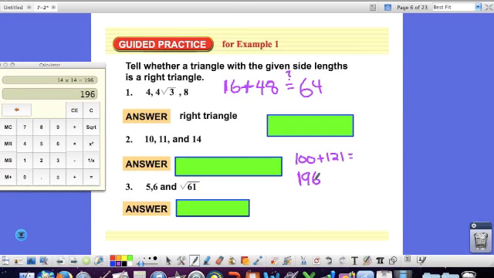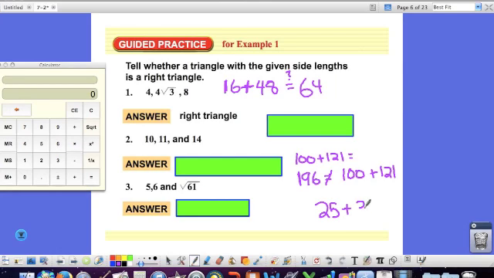Now, as I said before, I really should be writing the c squared on the left-hand side. And I'm going to show you why in a minute. Last one. 5 squared is 25.